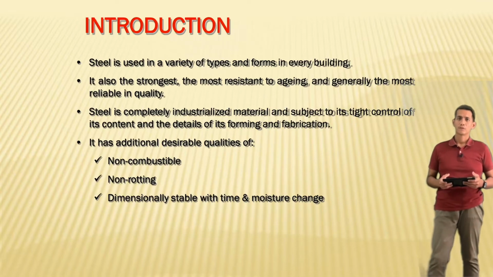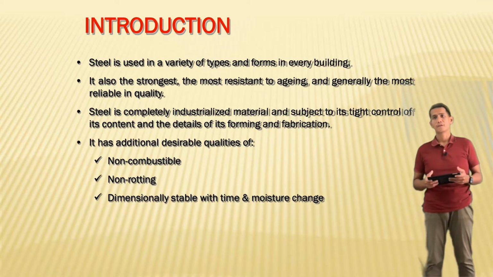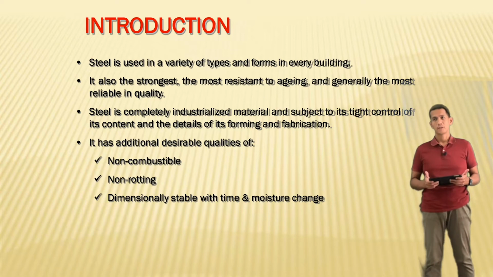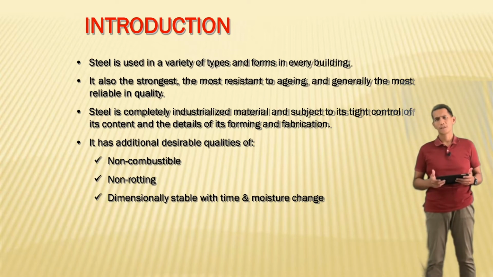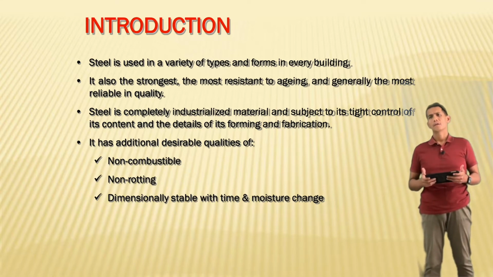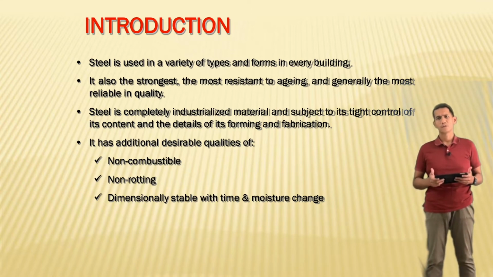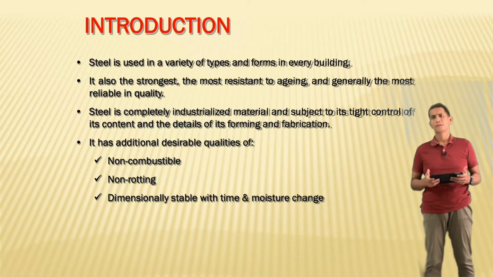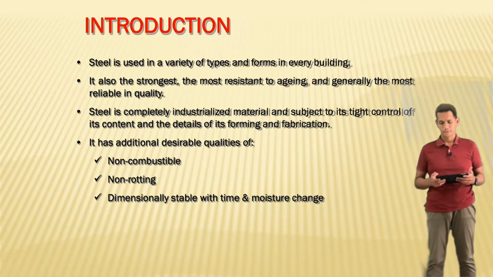Introduction: steel is used in a variety of types and forms in every building. It is also the strongest, the most resistant to aging, and generally the most reliable in quality. So steel is a completely industrialized material, subject to tight control of its content and the details of its forming and fabrication. It has the additional desirable qualities of being non-combustible, non-rotting, and dimensionally stable with time and moisture change.